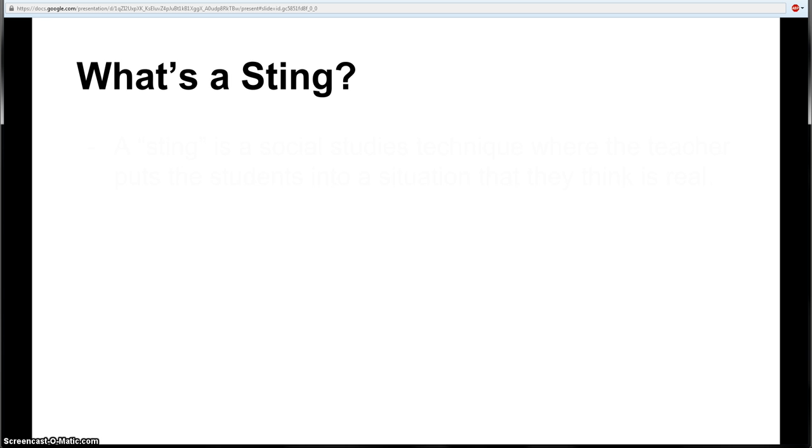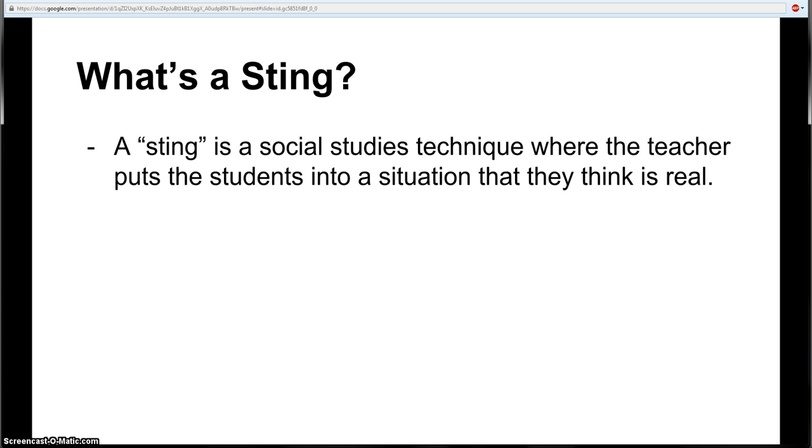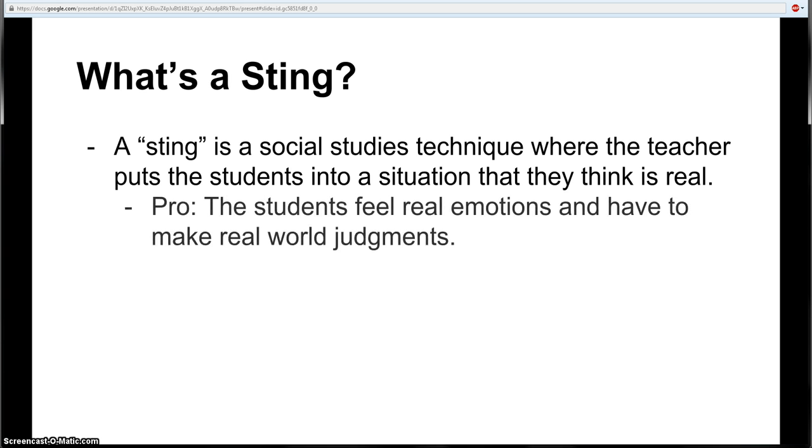So, what's a sting? A sting is a social studies technique where the teacher puts the students into a situation that they think is real. What's good about a sting is that the students feel real emotions and have to make real-world judgments.